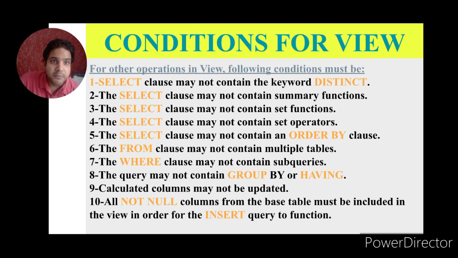The WHERE clause may not contain subqueries. In a table we may create subqueries, meaning nested select statements we can perform, but in case of a view it is not possible. Eighth point, the query may not contain GROUP BY and HAVING clauses. Calculated columns may not be updated, meaning if any column or attribute has been calculated using constants, the view cannot change it.